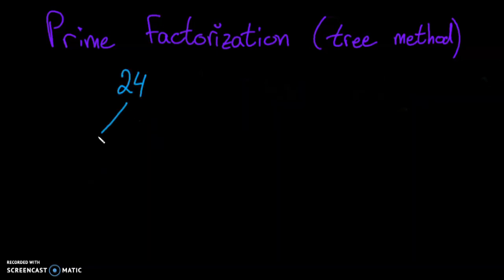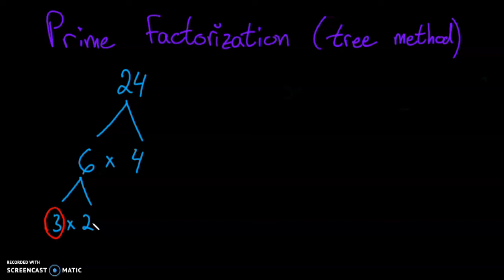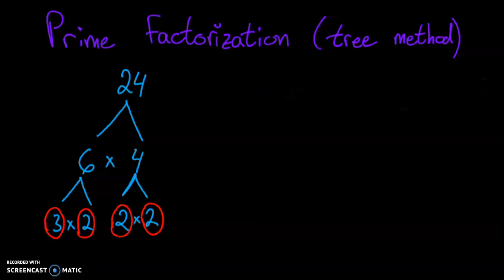Let's try 24. 24 can be written as 6 times 4. 6 is not a prime number. We can separate it as 3 times 2. 3 is a prime number. 2 is a prime number. And now we look at the 4. Number 4 can be written as 2 times 2. And we know that 2 is prime. So we get that 24 is 3 times 2 times 2 times 2.